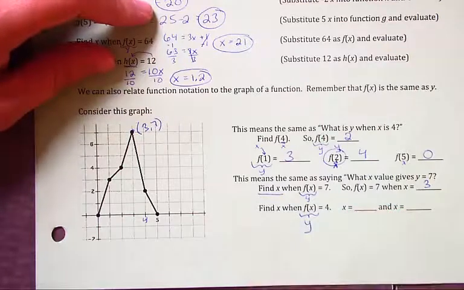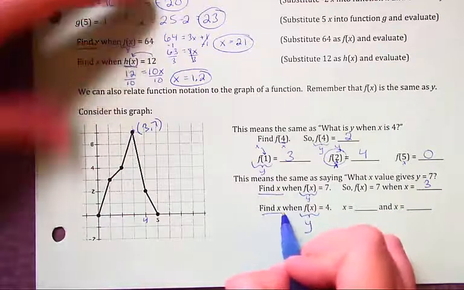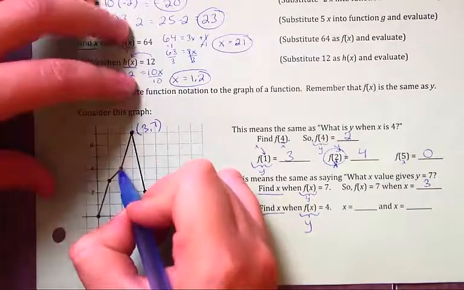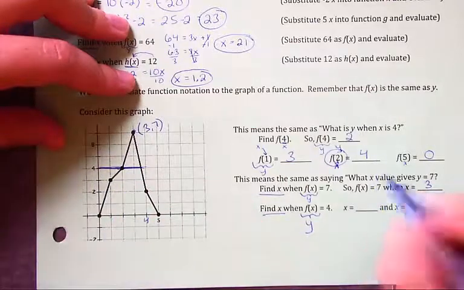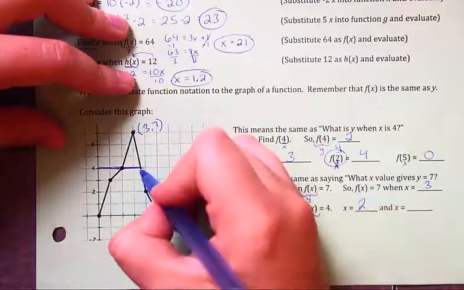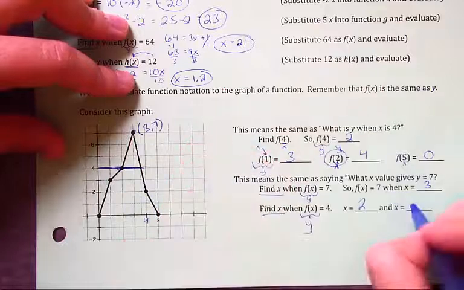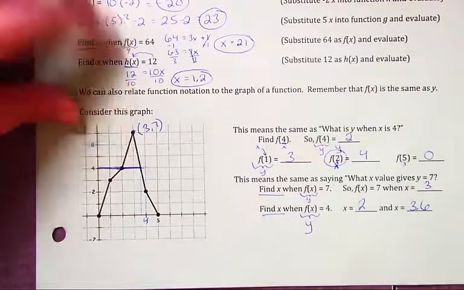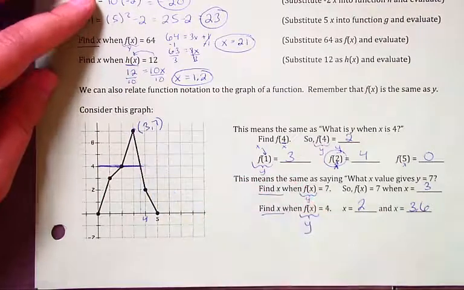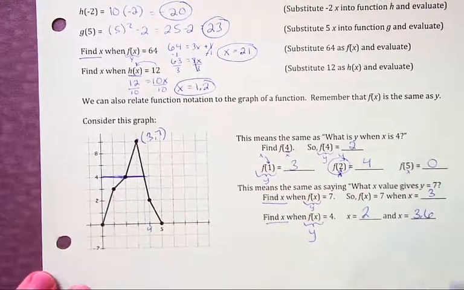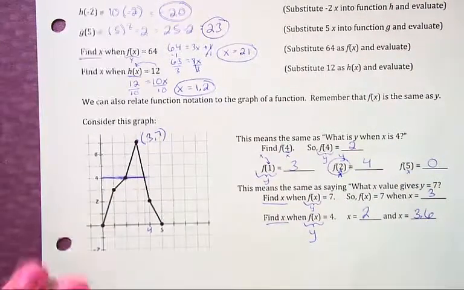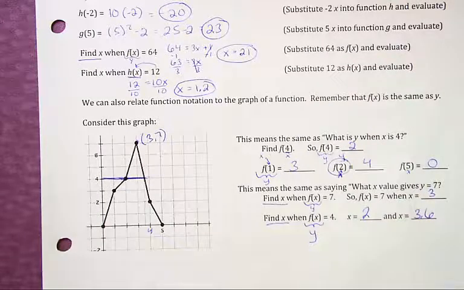When y is 4, we're going to find x. So when y is 4, here's when y is 4, over here. X is 2, and x is about 3.6. We estimate that. So sometimes you're going to have to estimate. It won't always land right on a normal integer spot on the graph, but that's okay because estimating decimals are numbers too. So that is how you use function notation and evaluate functions using function notation. Now we're going to practice this a lot.